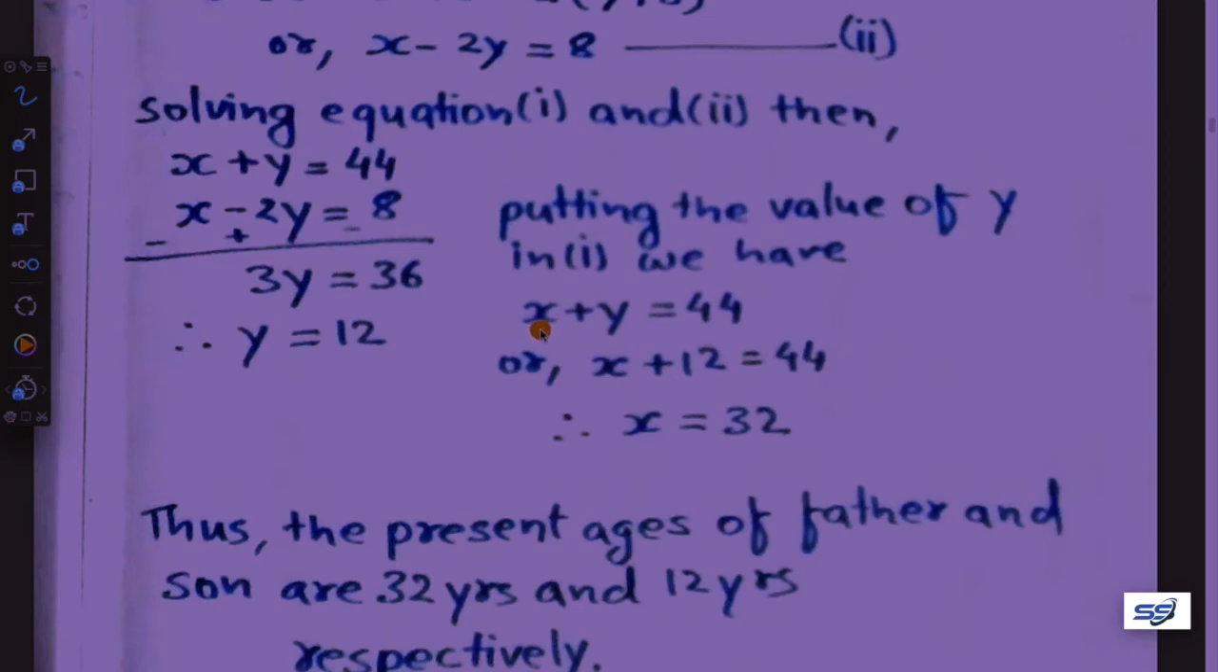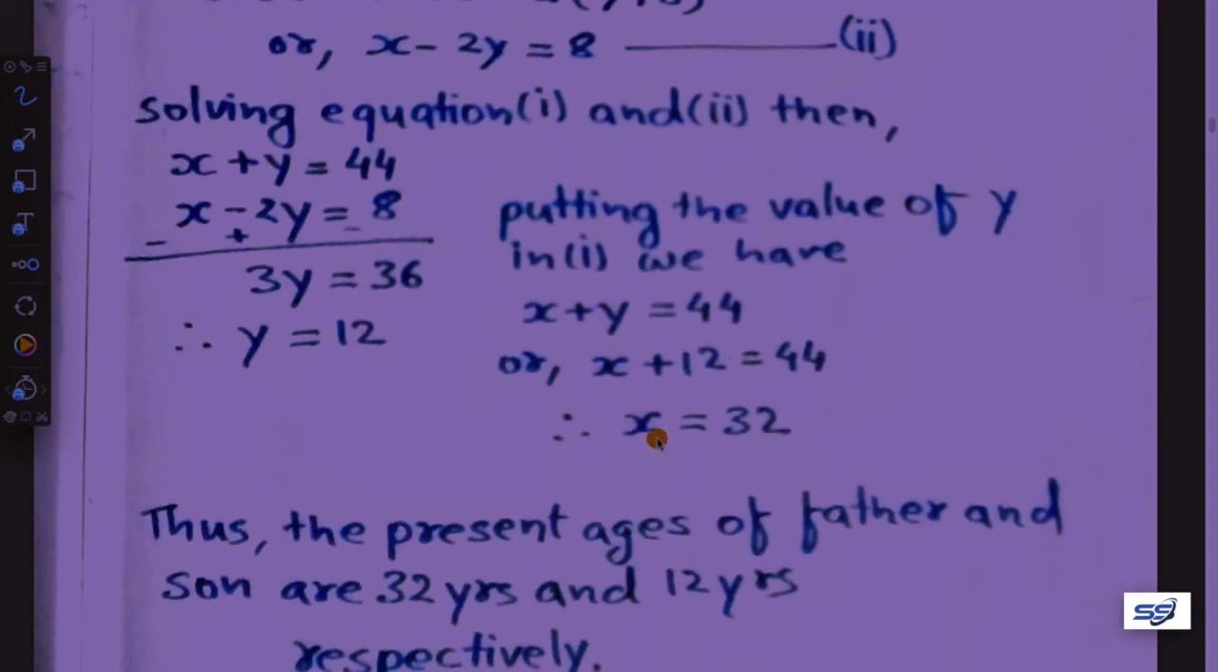Now, putting the value of y in equation 1, x plus y equals 44, so x plus 12 equals 44, since the value of y is 12. Therefore, x equals 44 minus 12, which is 32.